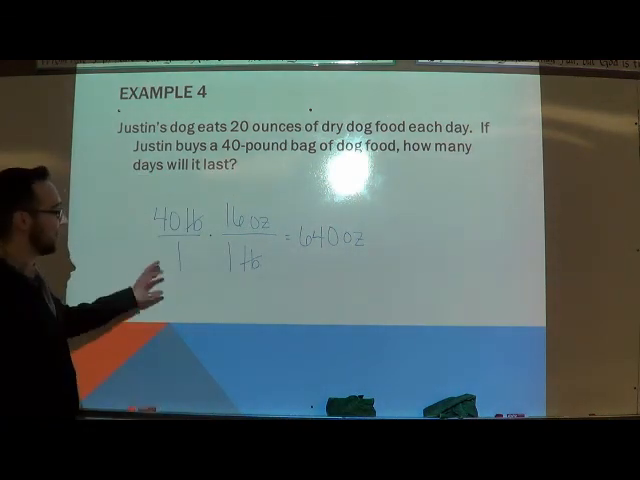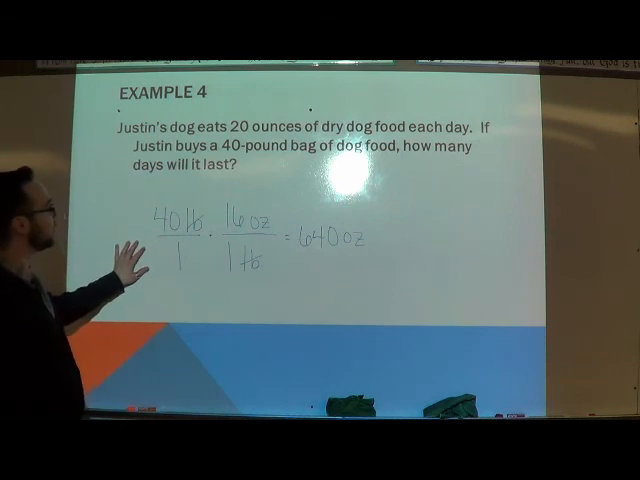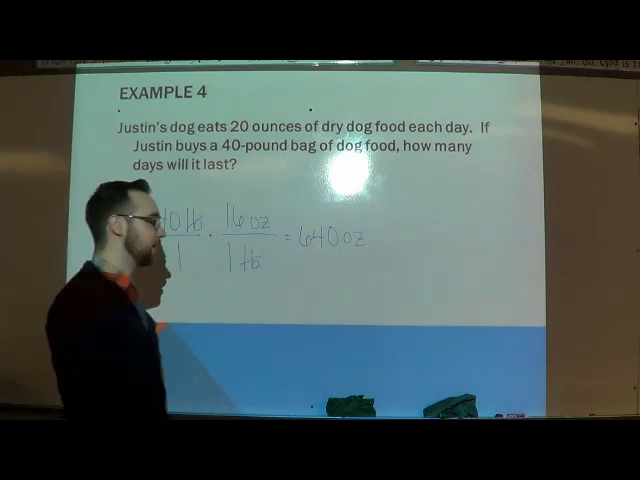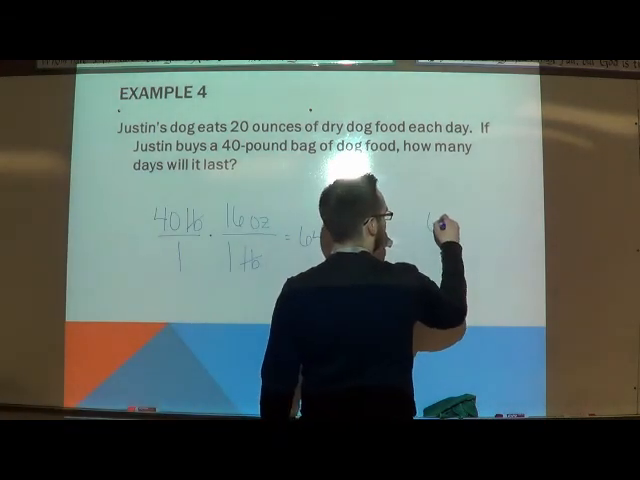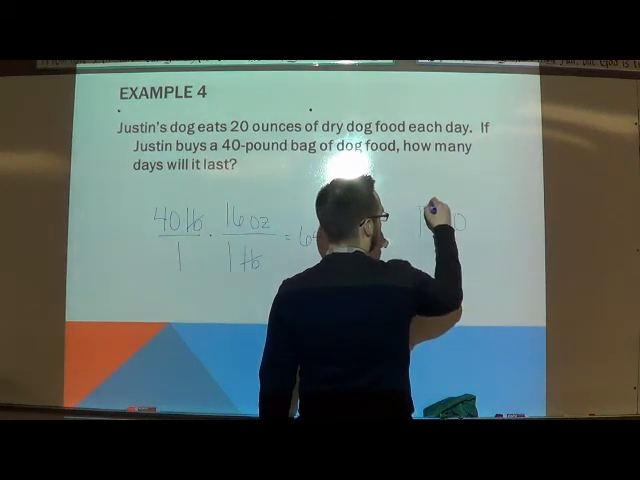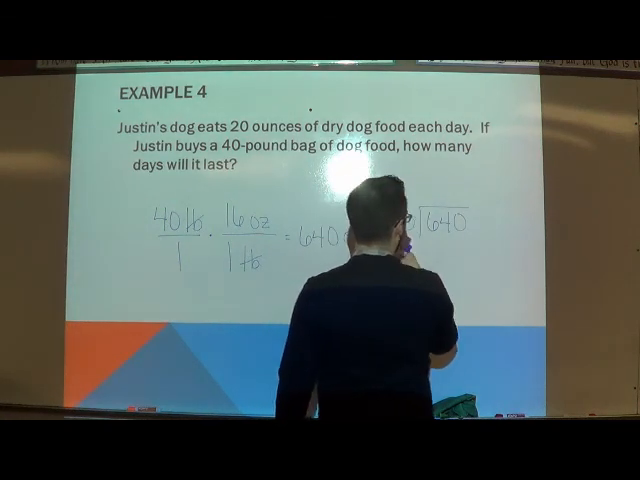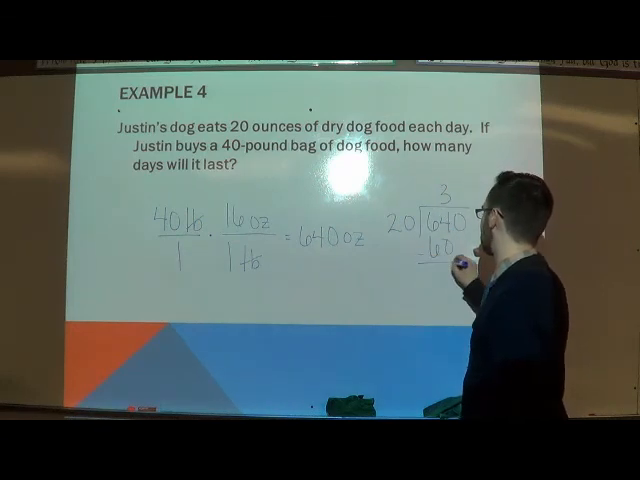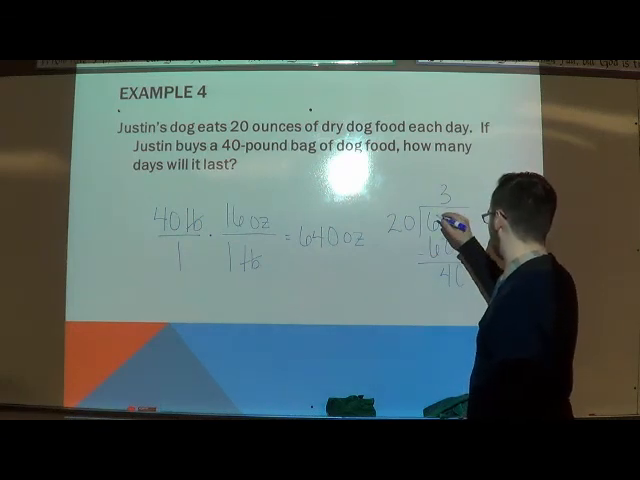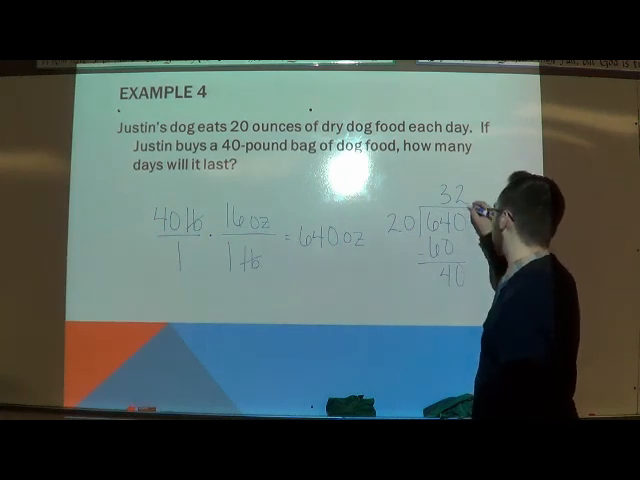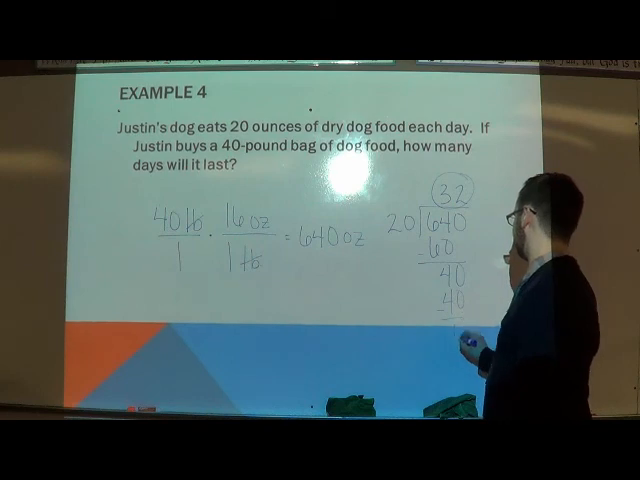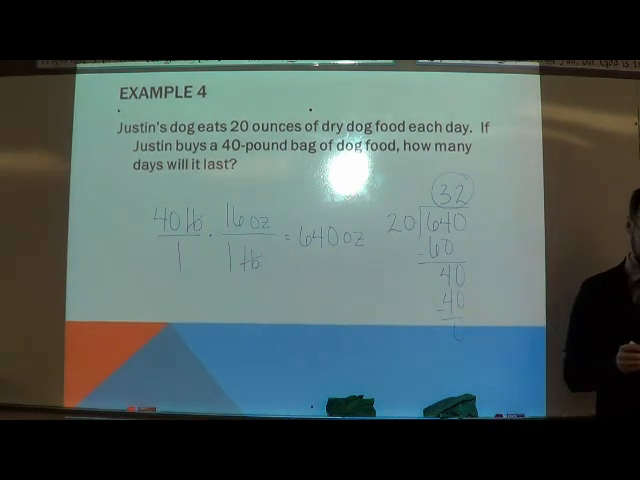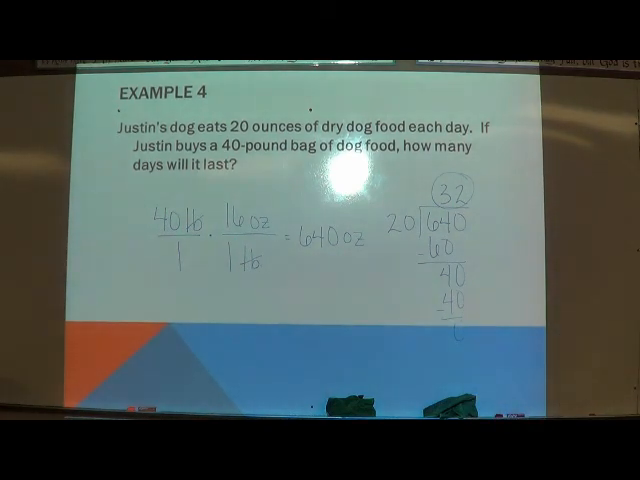Is that my finish? It's not. Because now I know I have a total of 640 ounces, but I want to know how many times will 20 go into that. So I'm going to take 640 and we're going to divide it by 20. So 20 will go into 60 3 times, and that will go in there twice. So we're going to get 32 days that's going to last us, which is actually pretty good. You think you're only buying dog food once a month.